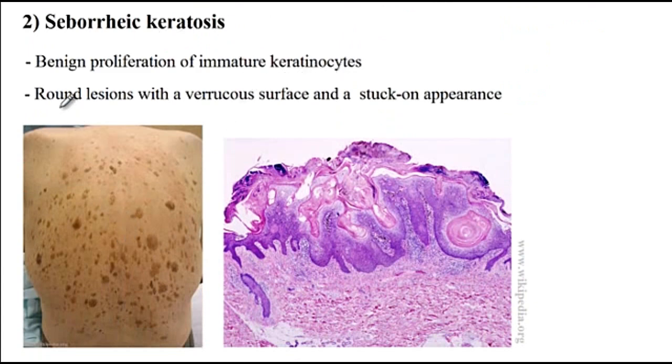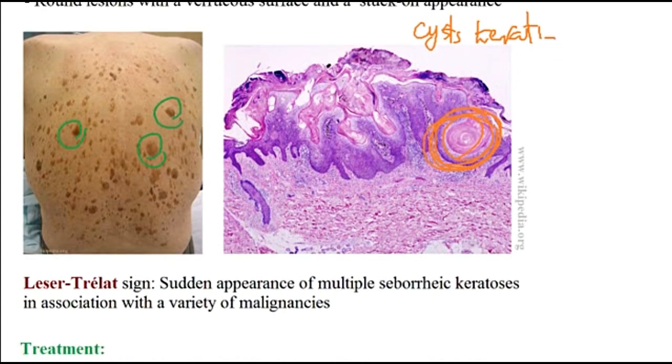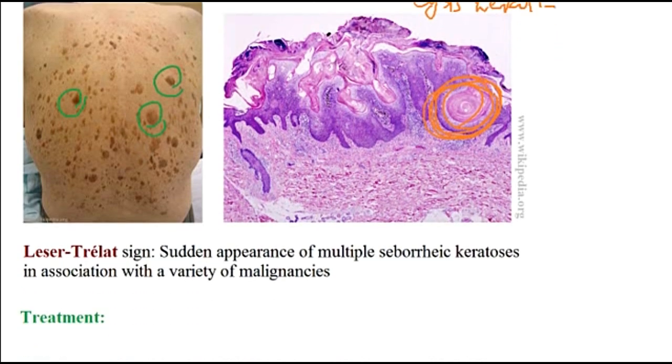On examination, you will see a round lesion with a verrucous surface and a stuck-on appearance. That is shown here in this image. The histological findings include cysts that contain keratin, an example of which is shown right here. You should know that these seborrheic keratosis lesions are usually benign and slow growing, but if there is a sudden appearance of multiple seborrheic keratoses, then there is a possibility that a form of malignancy is present in that patient.